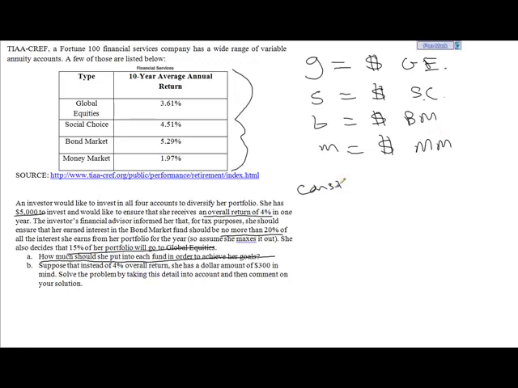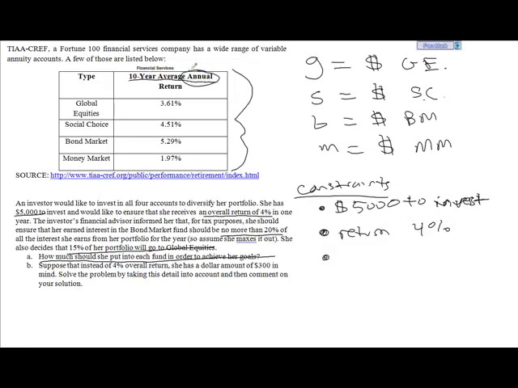Now our constraints, we'll first write them in words. We have to have at least as many equations as we do variables, otherwise we can't solve for them all, so we want to at least point out 4 constraints. So we have 5,000 to invest. We have a desired overall return on all 4 combined accounts of 4%. These are 10-year average annual returns, so these are what they've returned on average each year.